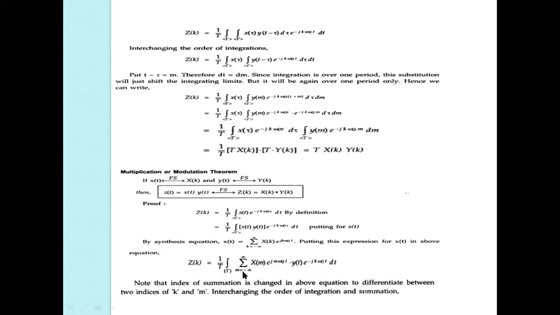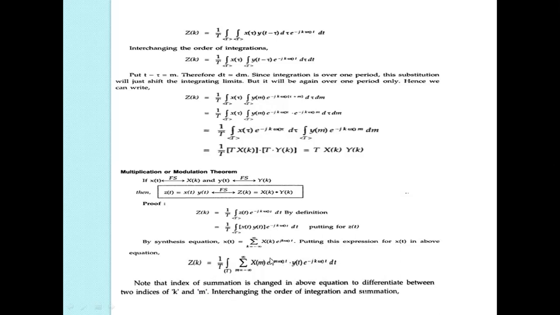So the sum over m from minus infinity to infinity of x of m, e power j m omega naught t, and the remaining function y of t, e power minus j k omega naught t dt. Note that the index of the summation is changed in the above equation to differentiate between the two indices, k and m. Then we interchange the order of integration and summation.